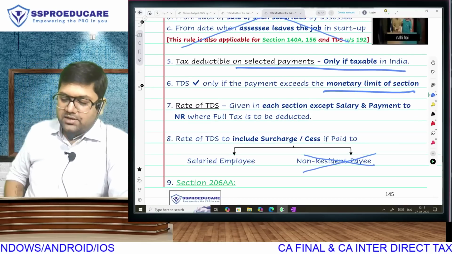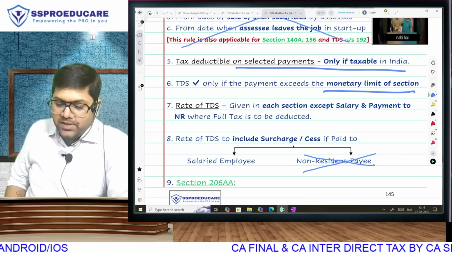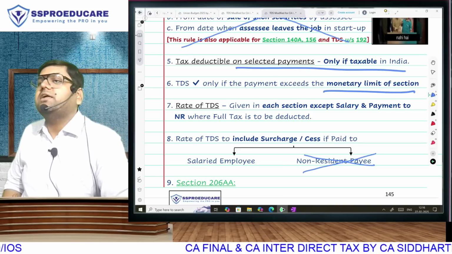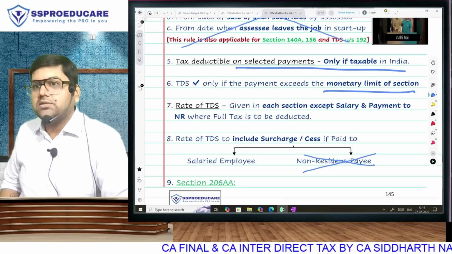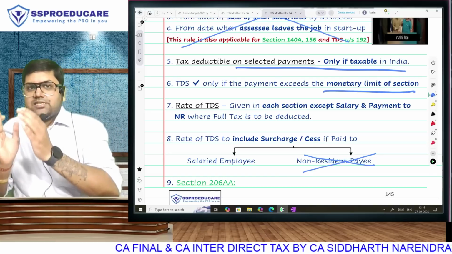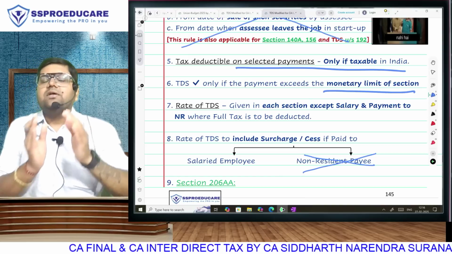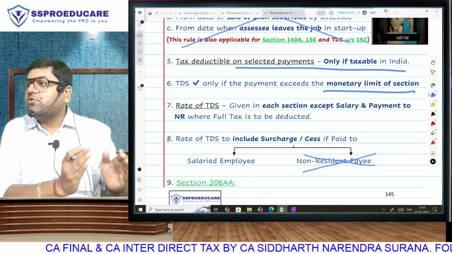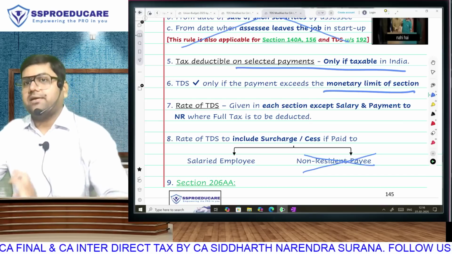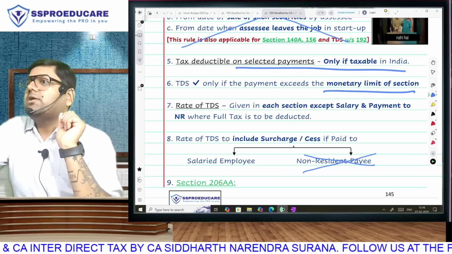TDS will come only if it exceeds the monetary limit of every section. Now, if I have to tell you the biggest expectation of the TDS chapter from CA final students, it is this: every section given in the chapter, there is a section for salary, for interest, for commission, for rent, for professional fees, because these are the payments which attract TDS. So every section has a monetary limit.